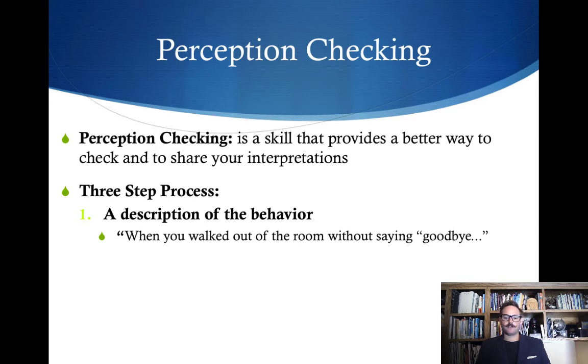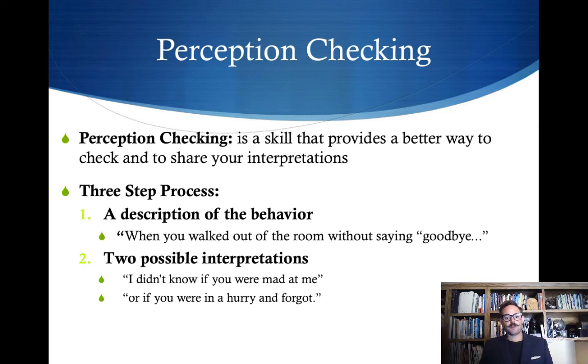And so let's say a friend walked out of the room without saying goodbye, or maybe a partner came home, slammed the door, and went straight upstairs without even acknowledging your presence. And so you might approach this individual and just describe what you observed. You aren't judging, you aren't criticizing, you aren't evaluating. You're simply describing what you saw from your point of view. Next is when you offer 2 possible interpretations. So this is where you get to share how you're interpreting their behavior.